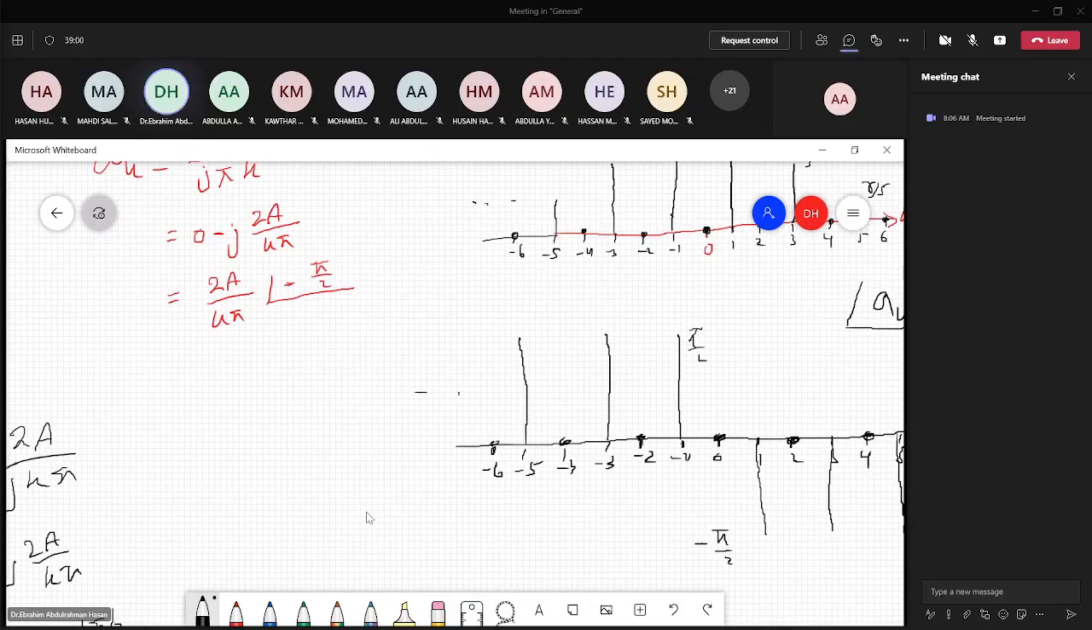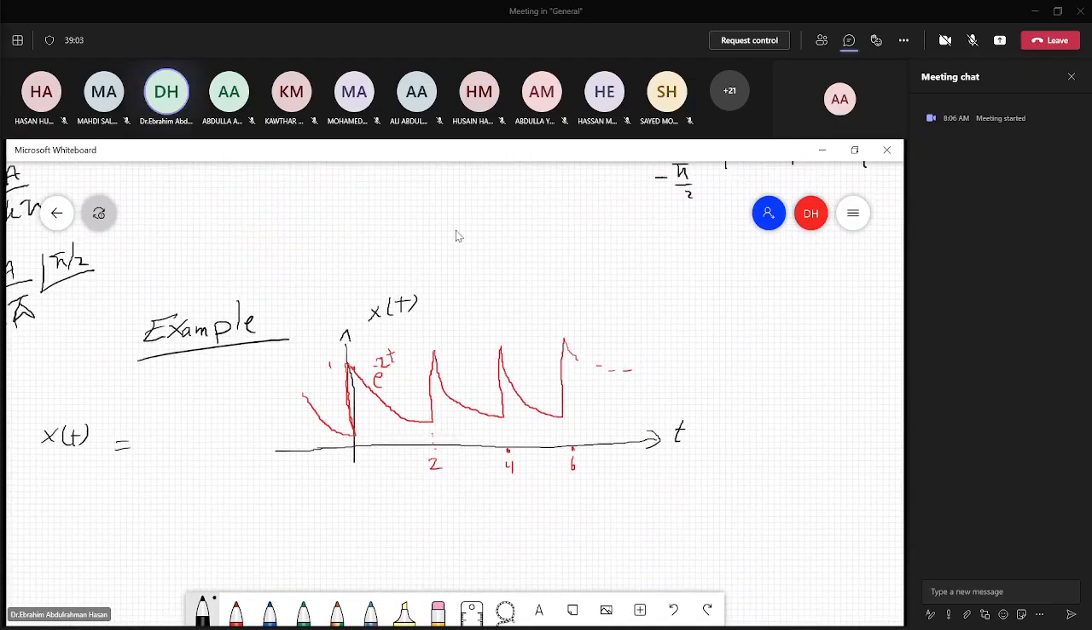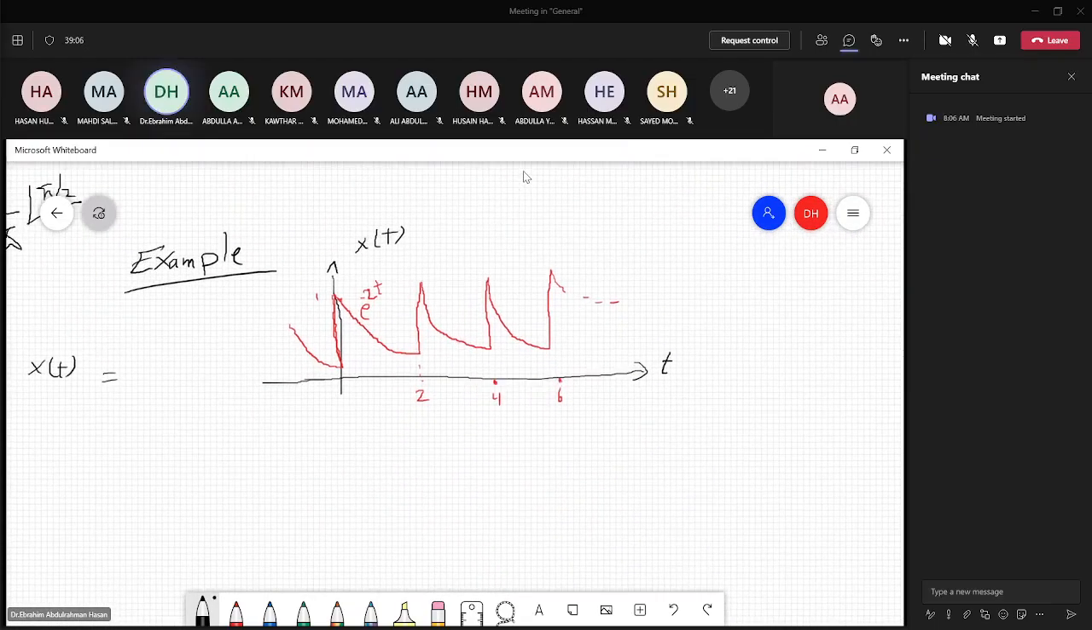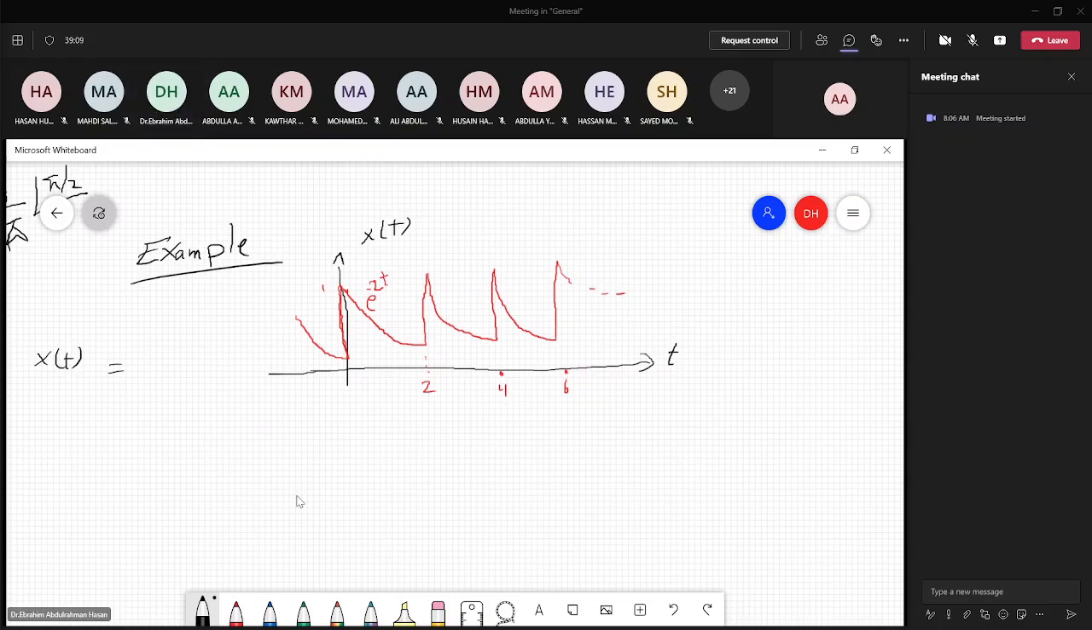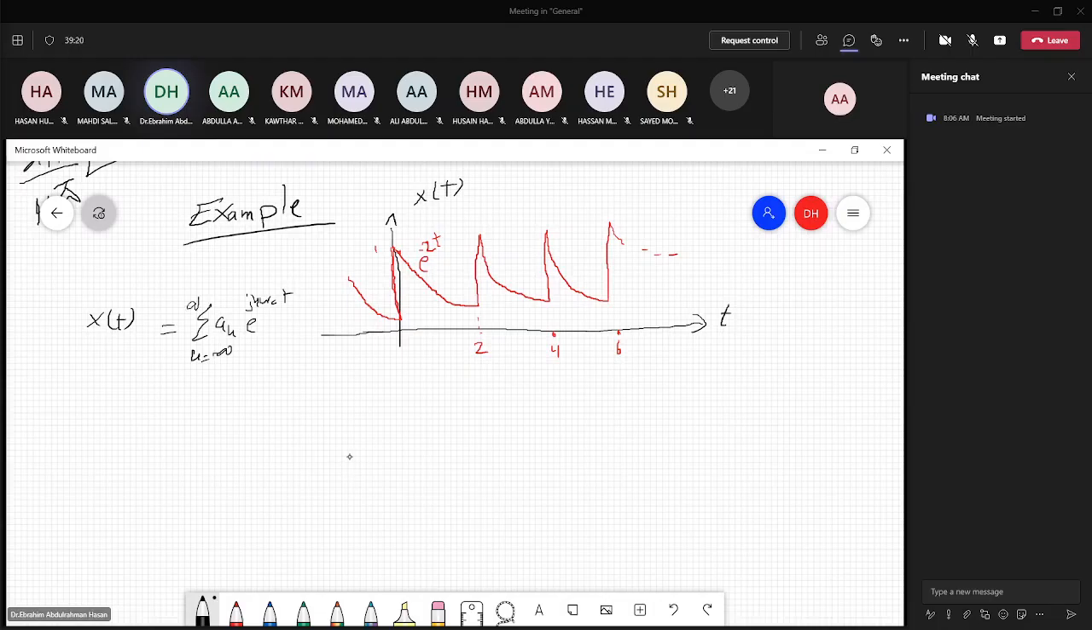Okay, to find the coefficient, it means that we need AK only. So you don't need to write all the forms. So we know that x of t is equal to summation of AK e to the power of jk omega naught t, k from minus infinity to infinity. But I want to find AK. Okay, what is AK? It is 1 over t integration from 0 to t of x of t e to the power of minus jk omega naught t dt.